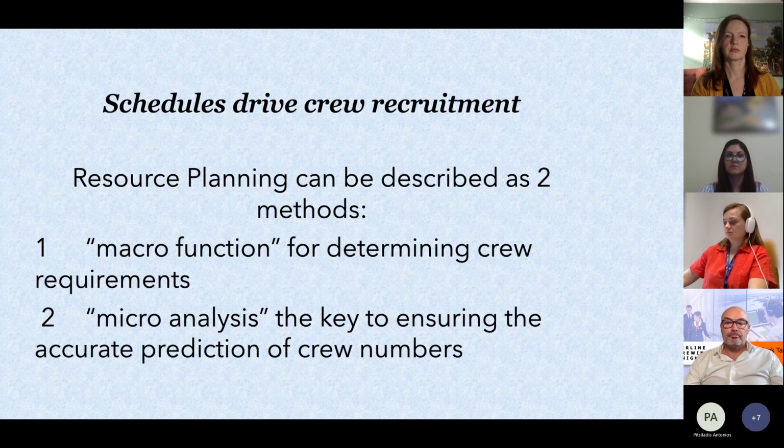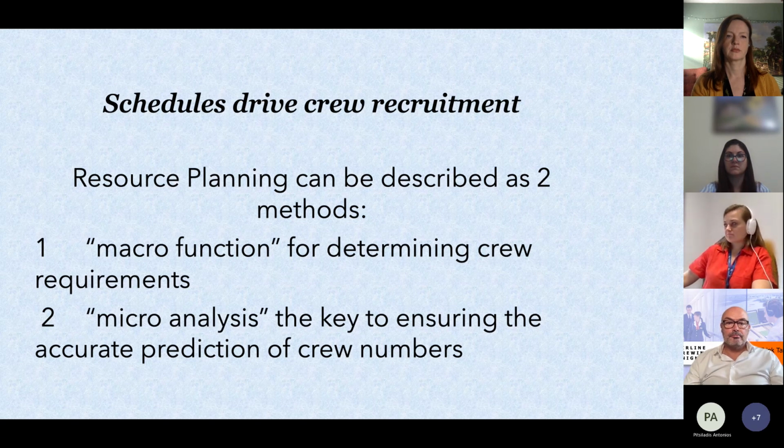Schedules drive recruitment. We all know this. We all know that the utilization is entirely dependent on the schedule and how much flying can be achieved from each crew member every day. Annual crew utilization is primarily driven by the daily utilization, and this determines crew recruitment. But how many crew sets do we really need?